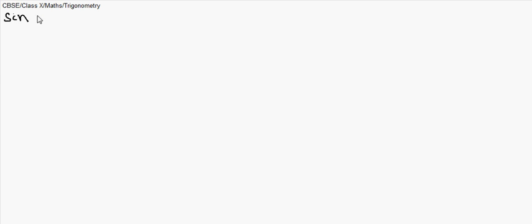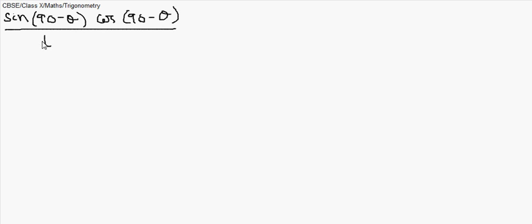It says sine 90 minus theta, cos 90 minus theta by tan theta is equal to 1 minus sine square theta. Once we have to prove, let us take it up from the left side.